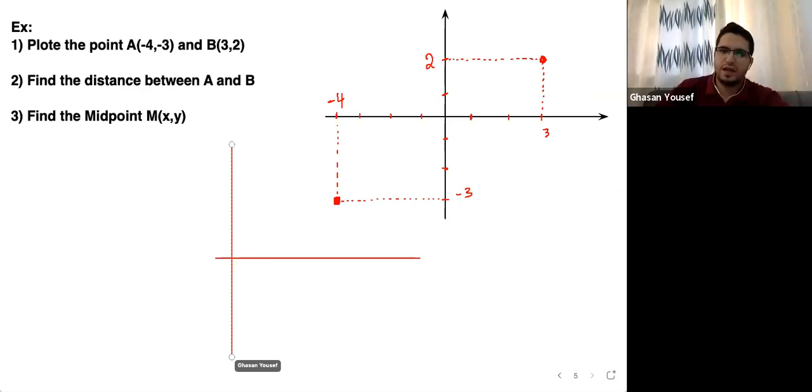So at this point, I have to name this point. This is my A, such that it is -4 comma -3. And also this is my B, it is 3 comma 4.